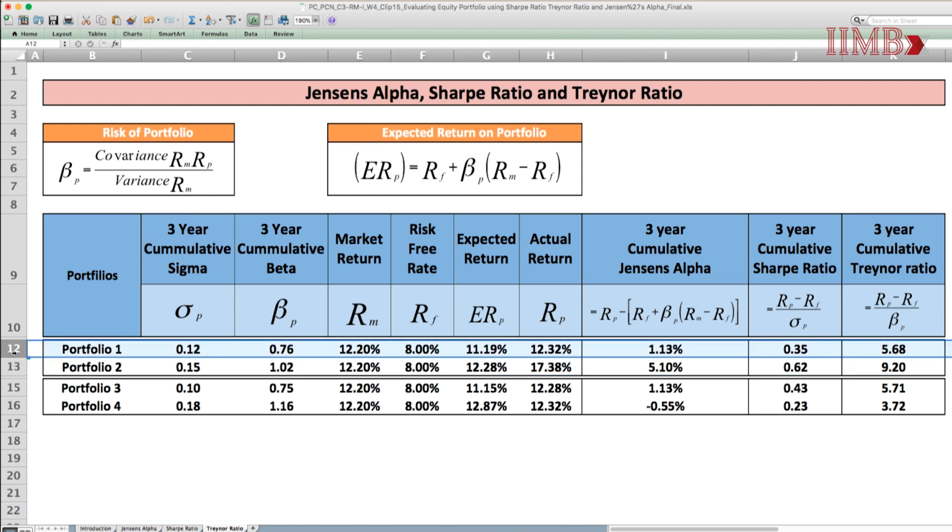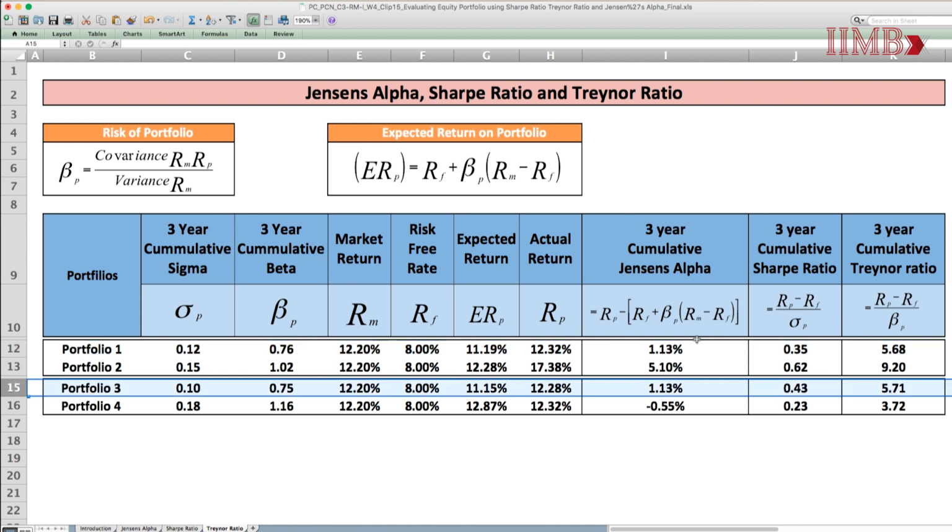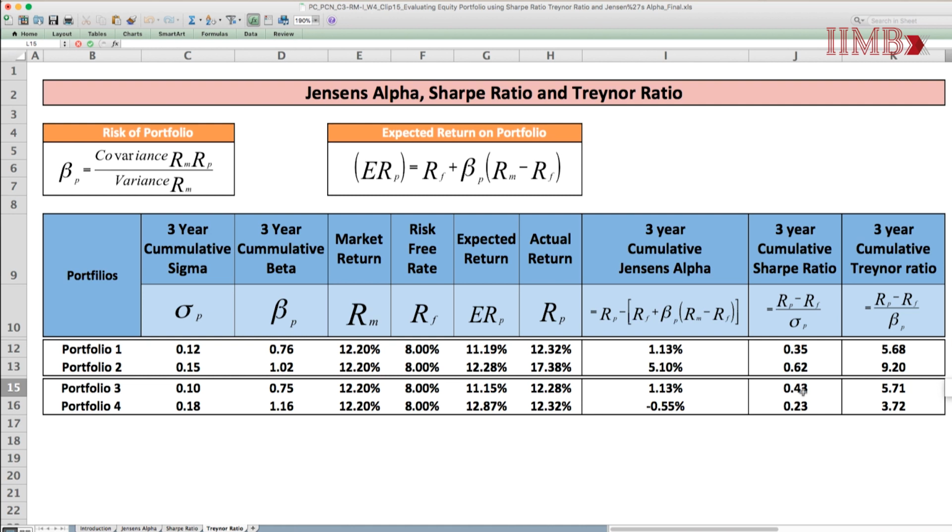And the dilemma between portfolio 1 and portfolio 3, both had, if you recall, a Jensen's alpha of 1.13, but if you look at that Jensen's alpha in combination with the Sharpe ratio and the Treynor ratio, portfolio 3 comes out a winner because it has a higher Sharpe ratio and a higher Treynor ratio than portfolio 1, which is 0.35 and 5.68. And the reason for that is pretty straightforward. Sigma P is lower for portfolio 3 than portfolio 1. Beta P for portfolio 3 is less than beta P for portfolio 1.